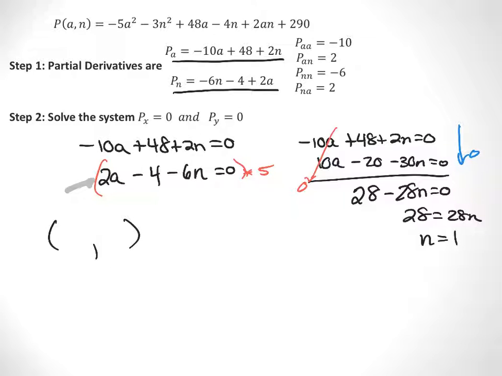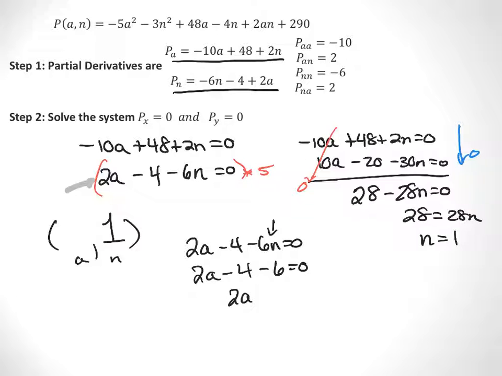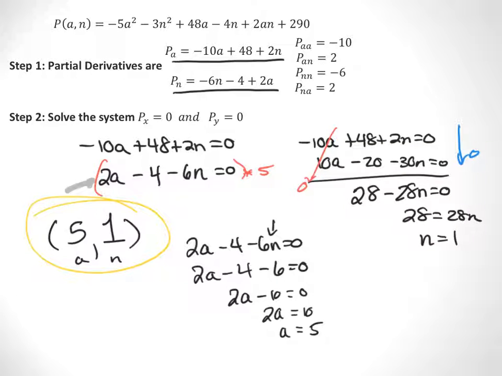Now remember, the original problem has a and n, so the n is 1 goes in the second spot. Now we have to go ahead and find the a that goes with that one. It has to make this equation true, so we're going to substitute the n in here. So 2a minus 4 times negative 6 times 1, negative 6. So that gives us 2a minus 10. Add the 10 to both sides, divide by 2, and you get 5. This guy is the candidate point. It is the critical point at which perhaps we will find a relative extrema.